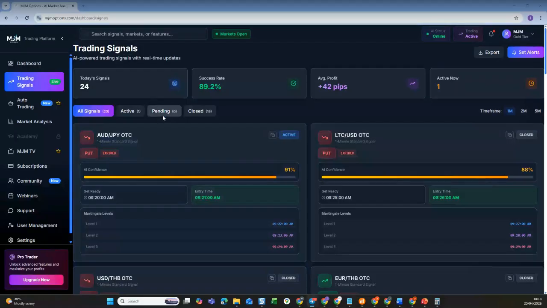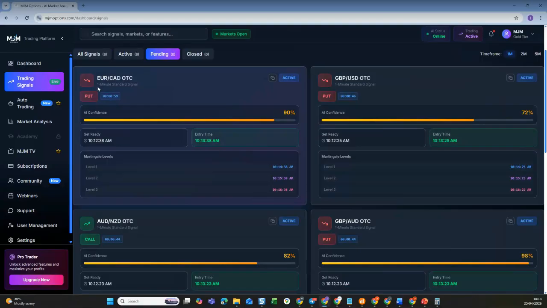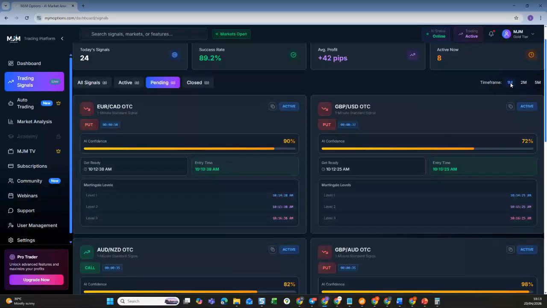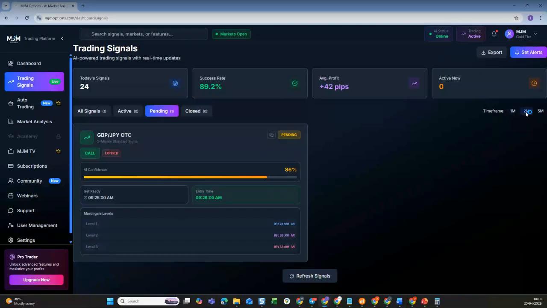How do we take a signal here? It's very simple. We go to pending, and then we have 1 minute standard signal here. You can see it because we have this time frame here on 1 minute. The moment you click 2 minutes, you can see 2 minute standard signal here. The moment you click 5 minutes, you will see 5 minute standard signal here. So every single thing here matters.